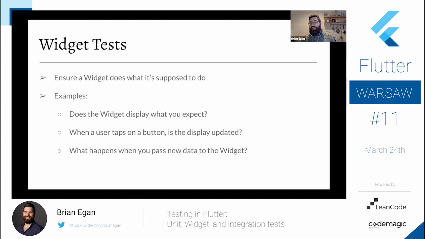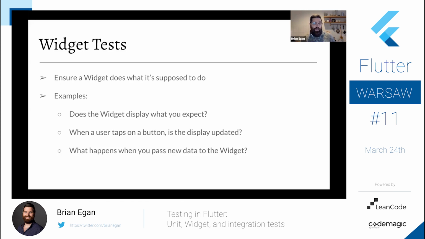Or when a user taps on a button, is the display updated in the correct way? And what happens, for example, maybe when you pass new data into a widget, is the widget redrawing with the correct data? So these are the types of things you can do within widget tests. And to make widget testing easier, the Flutter team actually provides a package called Flutter Test that provides mechanisms to actually write and run widget tests.